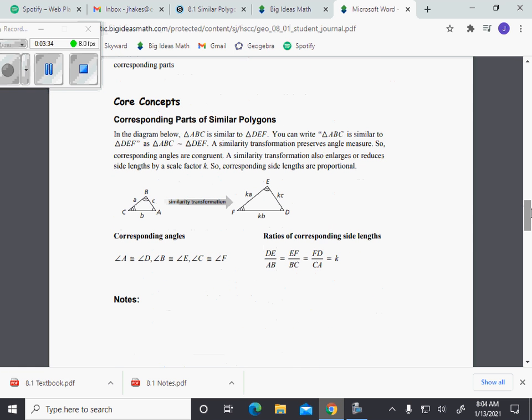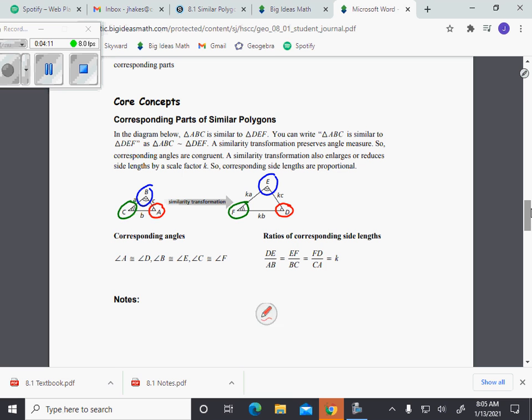Corresponding parts in the diagram: triangle ABC is similar to triangle DEF. So, order matters, right? Angle A has to be the same angle as angle D. Angle B is the same angle as angle E. And angle C is the same angle as angle F. Okay? A, B, C, D, E, F. Corresponding angles are congruent. A similarity transformation also enlarges or reduces side lengths by a scale factor of k.